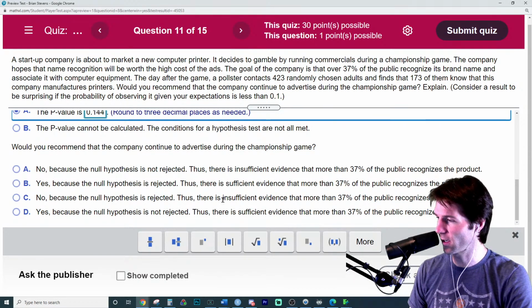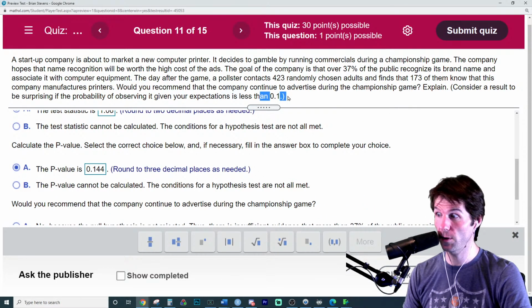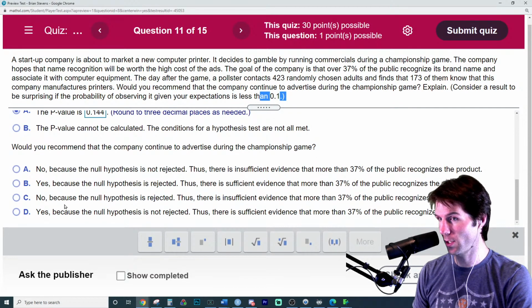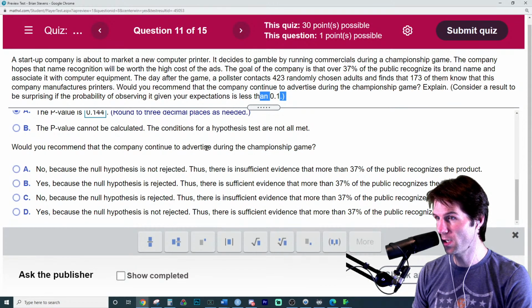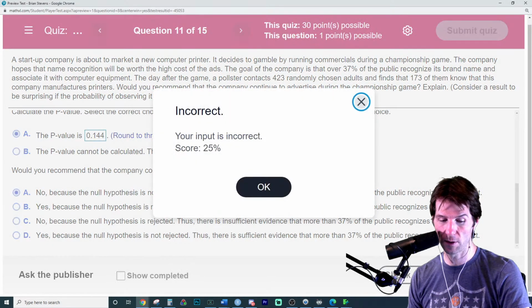I'm going to talk briefly on that in a second. Our p-value is higher than the alpha level. Hopefully I haven't made an error on this. Our p-value is higher than the alpha level here, and so we do not reject the null. So would you recommend the company continue to advertise? No, because we don't have evidence. The null is not rejected. There is insufficient evidence that we have helped out.